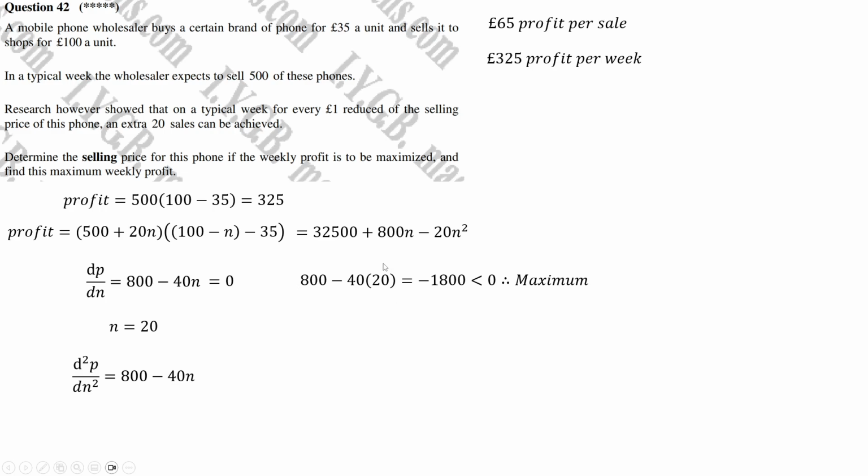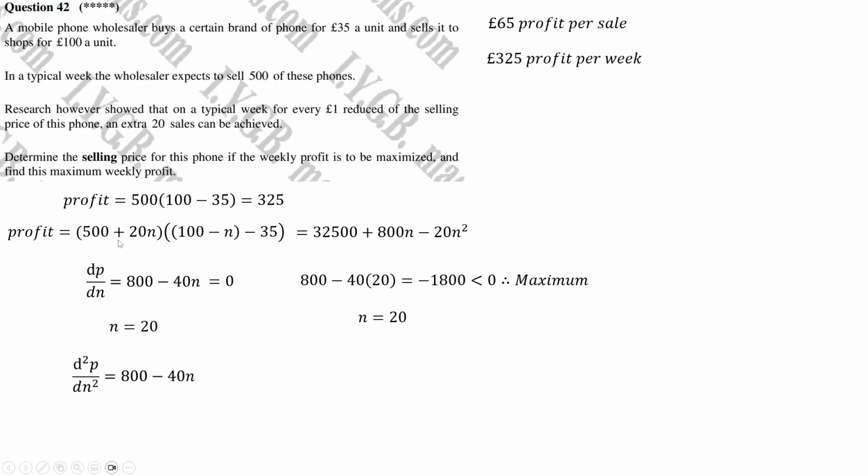This here, literally just ignore this, because if you differentiated this anyways, again, you'd just get minus 40. Either way, you'd get the same answer. Just ignore this, and ignore this part here, and this, because this is definitely less than 0, therefore it is a maximum. Anyways, we get n equals 20. This is the value which maximizes the profit.